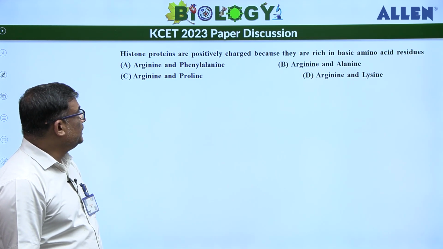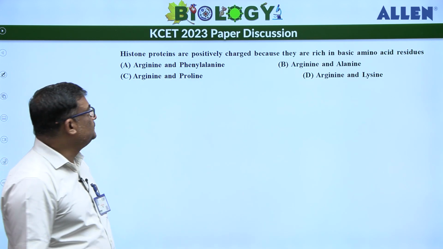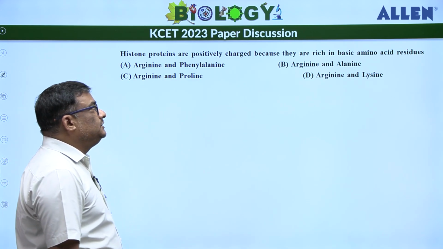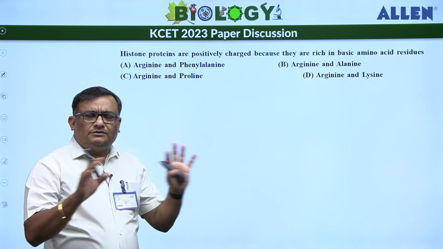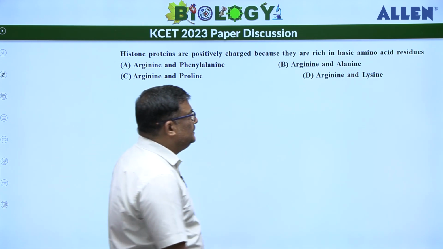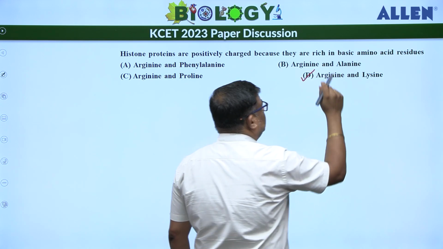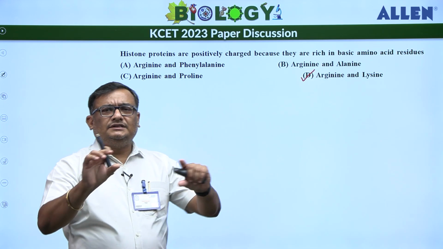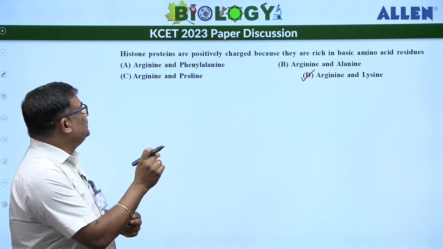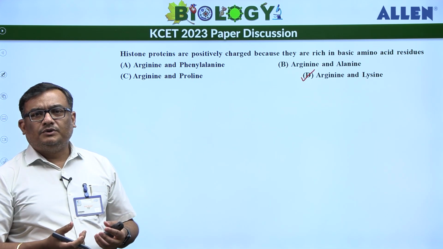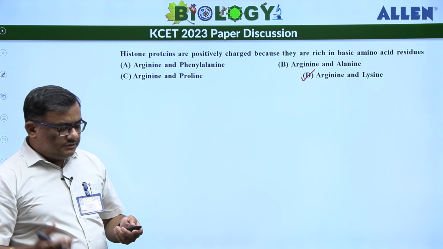Next one now. It's purely factual actually, this one. Histone proteins are positively charged because they are rich in basic amino acids. There is no second thought. Arginine and lysine, it's a pure NCERT liner. Arginine and lysine are the two basic amino acids that are part of the histone protein. Molecular biology, that is the chapter.